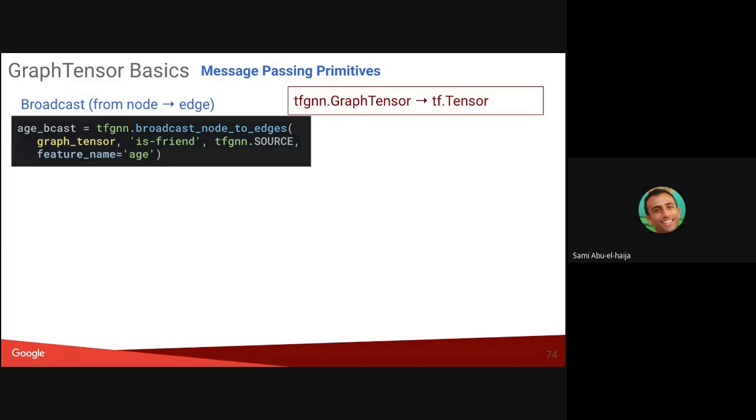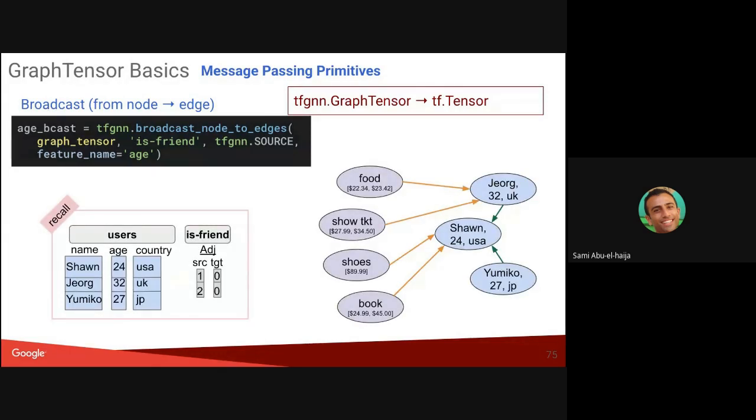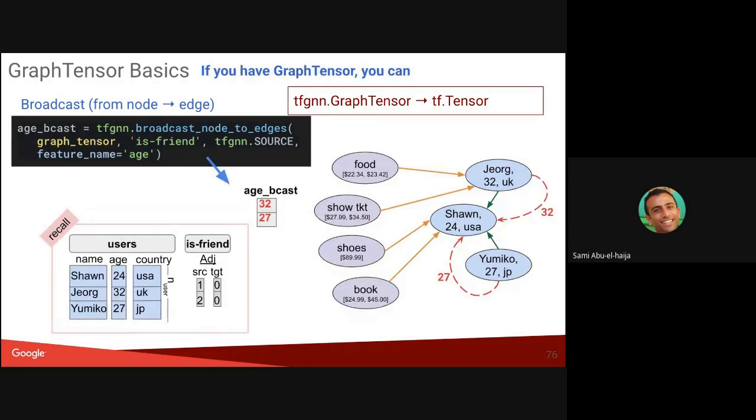And this function takes a graph tensor and will return a tensor for us. Let's recall our graph. The isFriend edge set had two edges, and now we want to send the node feature from source nodes to their respective incident edges. And here, users with name York and Yumiko are the source nodes, right, for these two edges in the isFriend relation. So the returned tensor is the broadcasted messages for each edge of the configured edge set. This tensor has the first dimension as 2, which is the number of edges in the edge set.